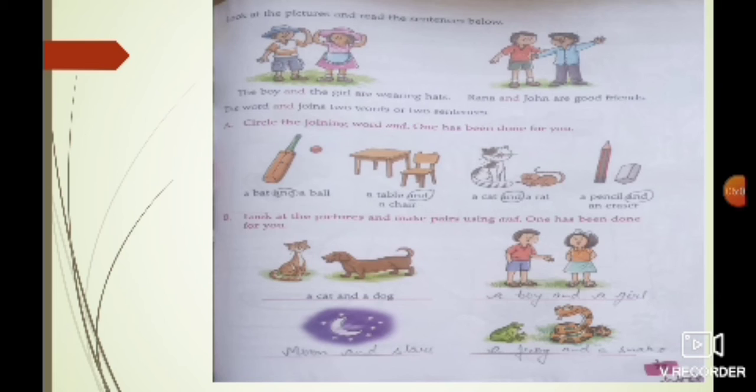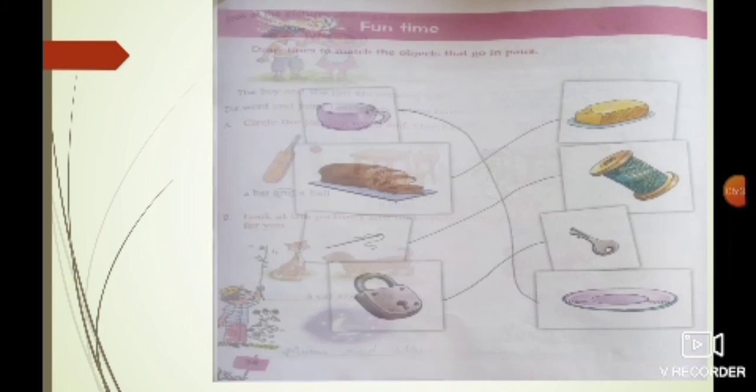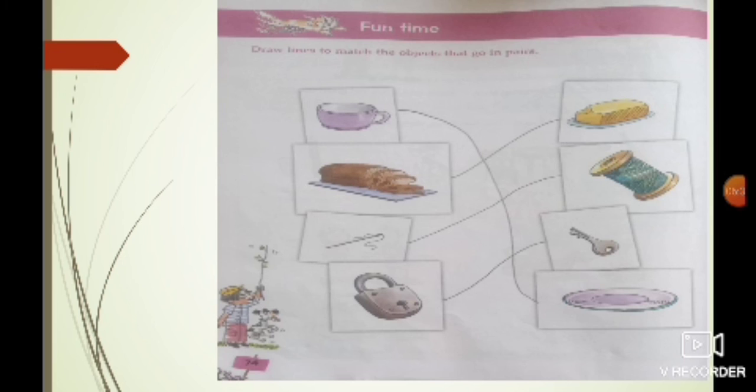Understood? In the same way, see the second picture. A girl and a boy is there. So what will we write? We'll write a boy and a girl. In the same way, the next picture is of moon and stars. So we'll write moon and stars. Next, we can see frog and snake. So we'll write a frog and a snake. Done, children? Understood, everyone?